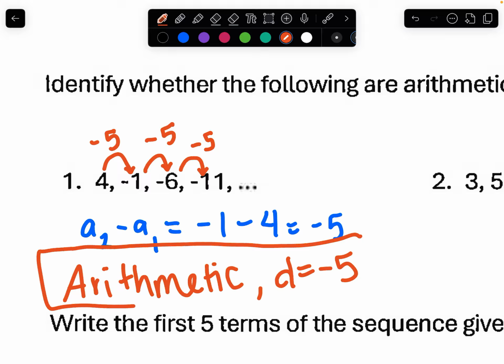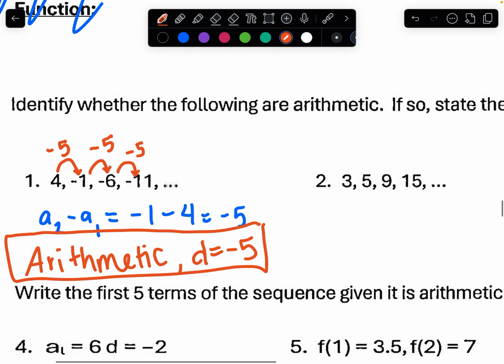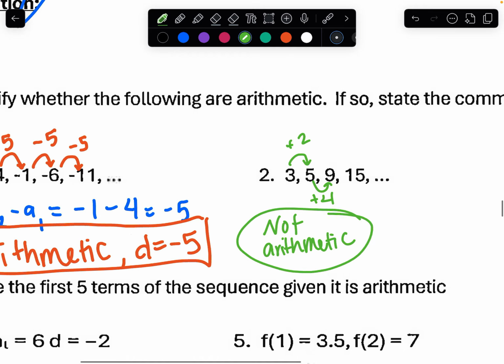Now it's a little bit faster to see, let's look at number 2. Are we adding the same amount each time? Well, we add 2 here and then add 4. Because those are different, this is not arithmetic. It has to be the same.